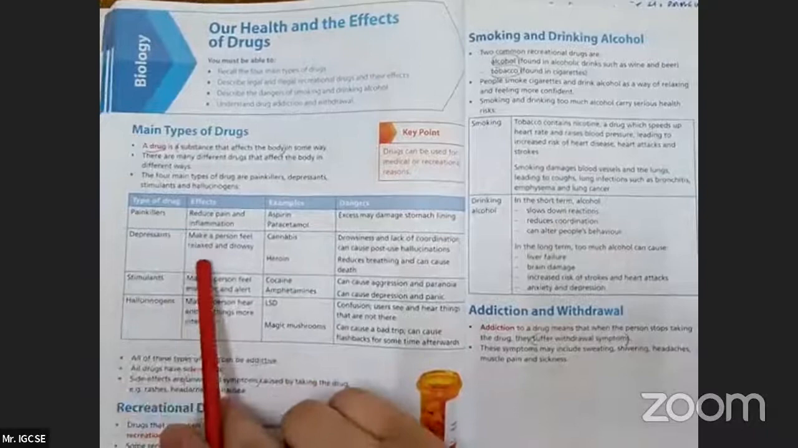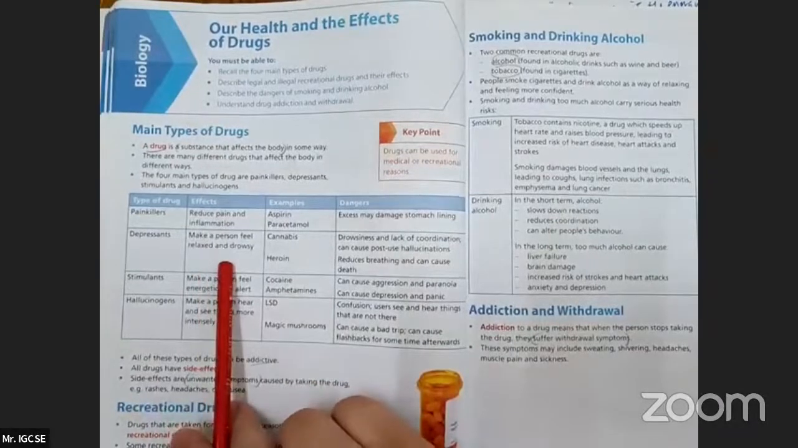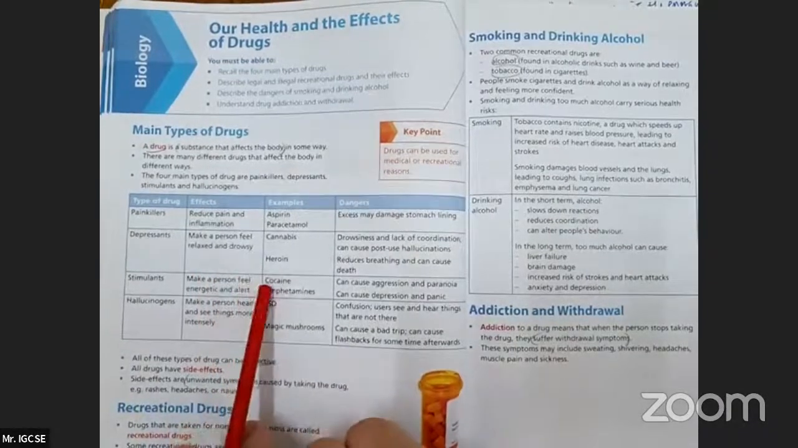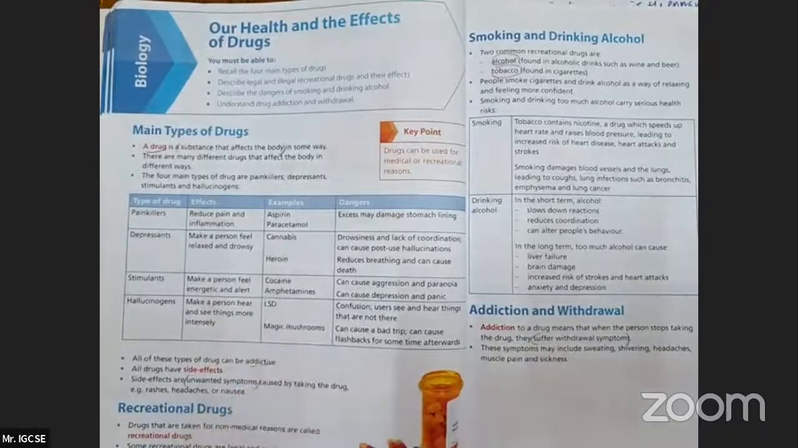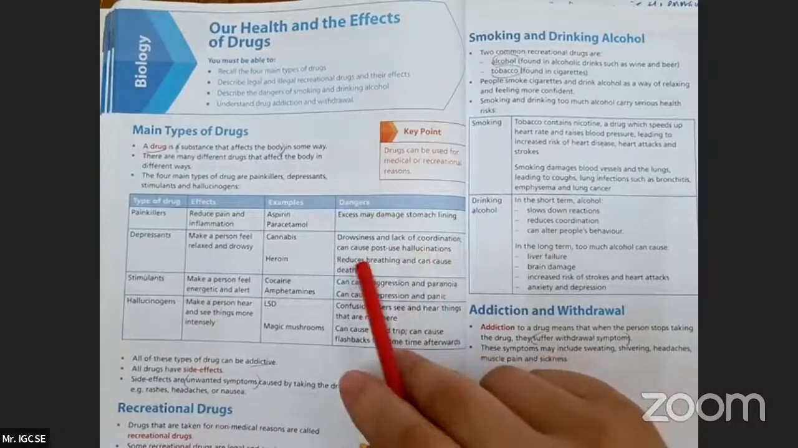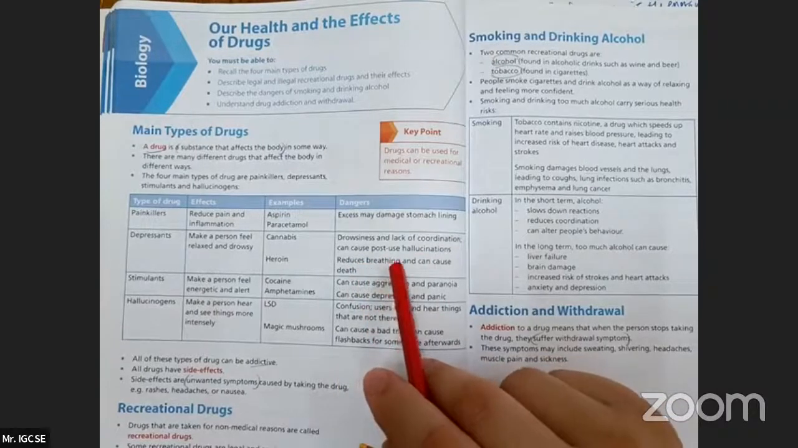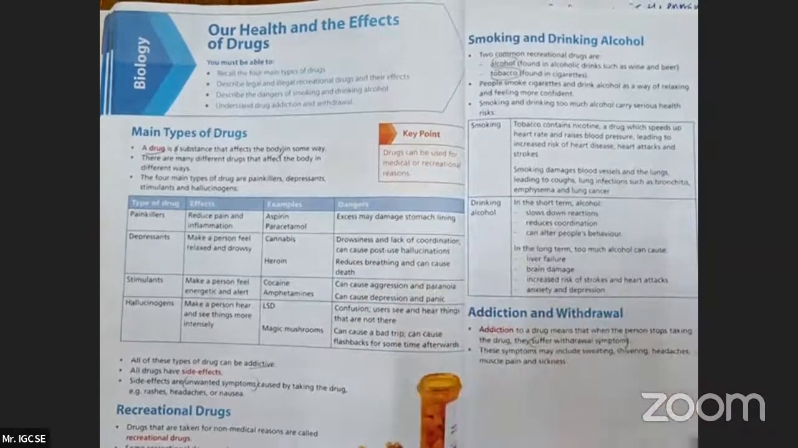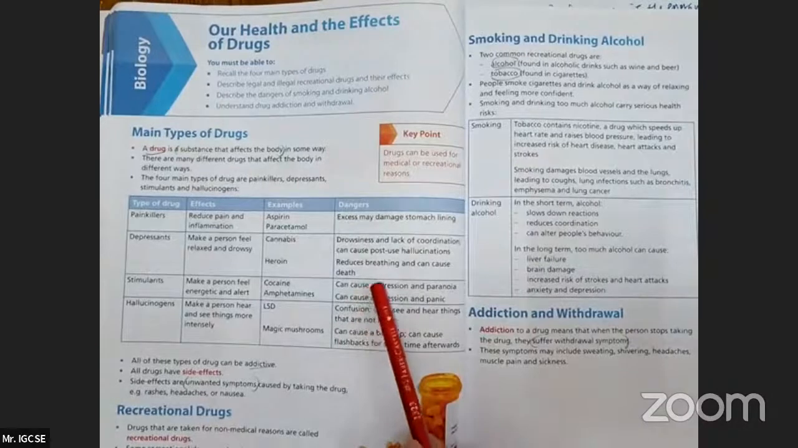Depressants will make you feel relaxed and drowsy, such as heroin and cannabis. The drowsiness and lack of coordination can cause post-use hallucination. They reduce breathing and can cause death.